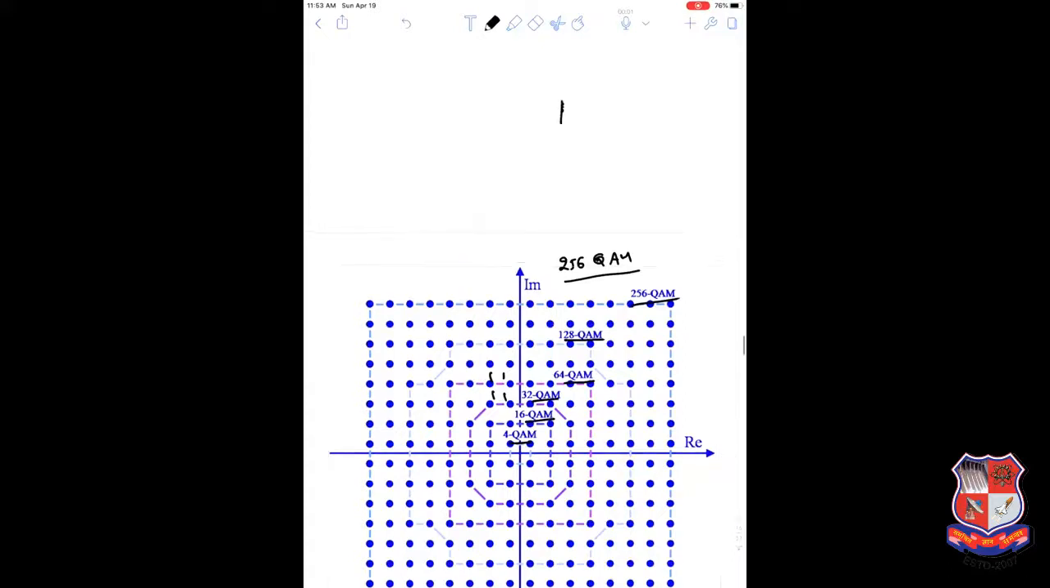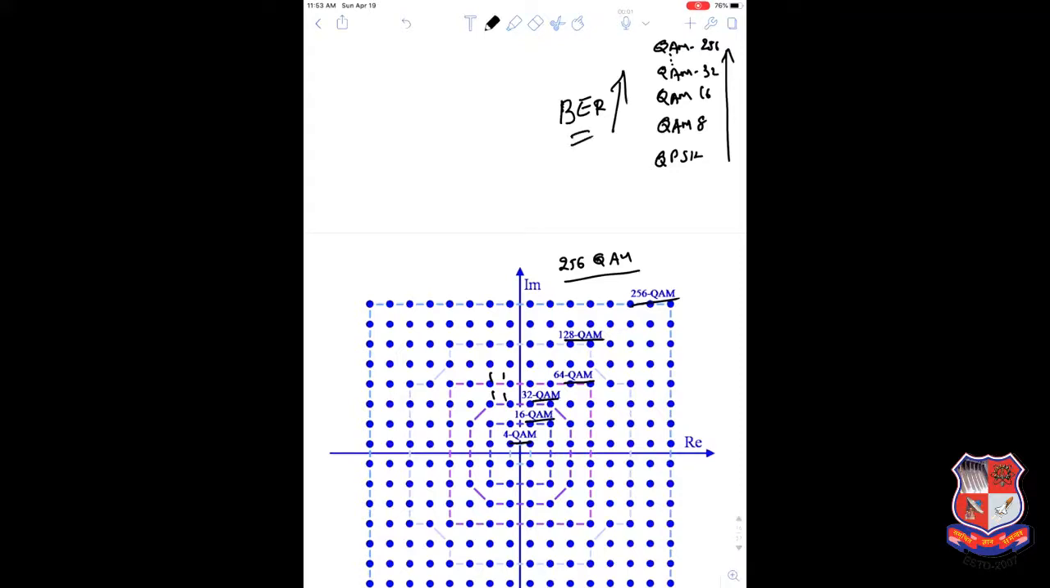So the bit error rate basically goes up from QPSK to QAM 8, then QAM 16, then QAM 32, and then if you go further, QAM 256. So that is the rate at which the bit error rate is going up.